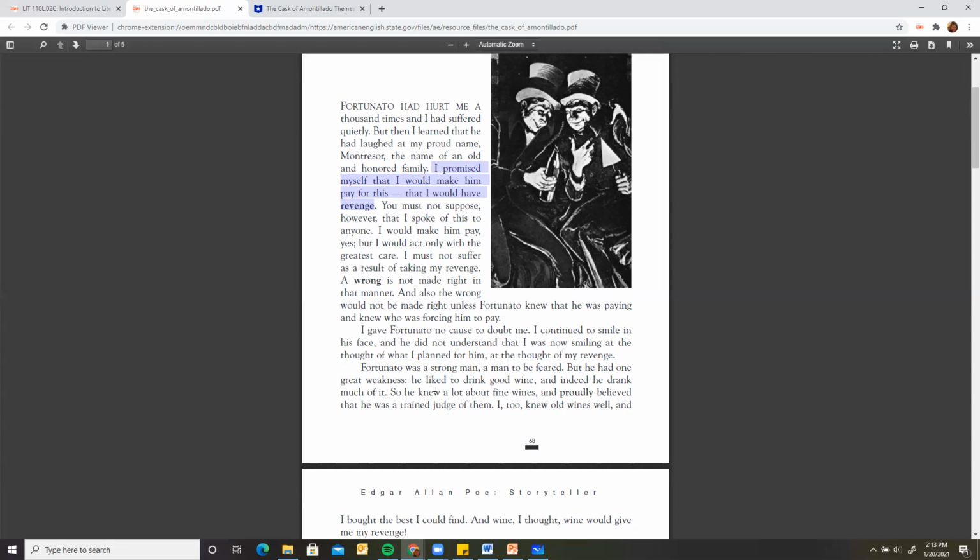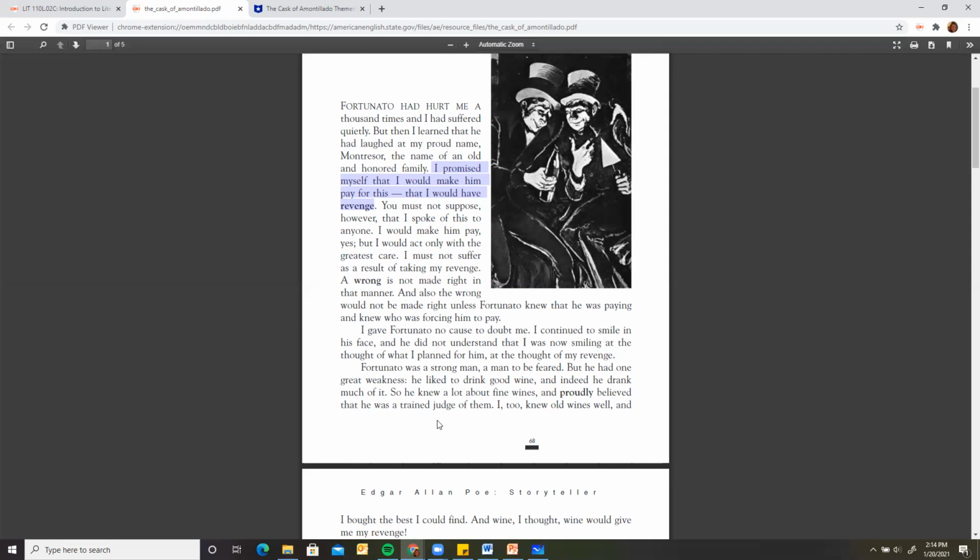I continued to smile in his face, and he did not understand that I was now smiling at the thought of what I had planned for him, at the thought of my revenge. Fortunato was a strong man, a man to be feared, but he had one great weakness. He liked to drink good wine, and indeed he drank much of it. So he knew a lot about fine wines and proudly believed that he was a trained judge of them. I knew old wines well and bought the best I could find. And wine, I thought, wine would give me my revenge.